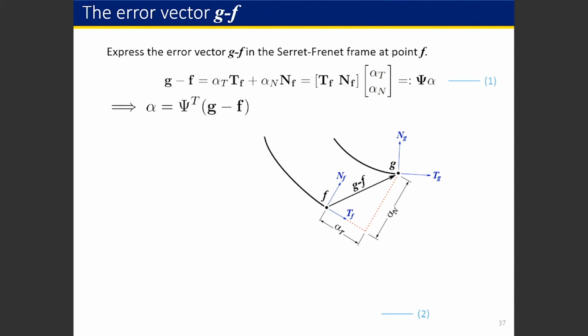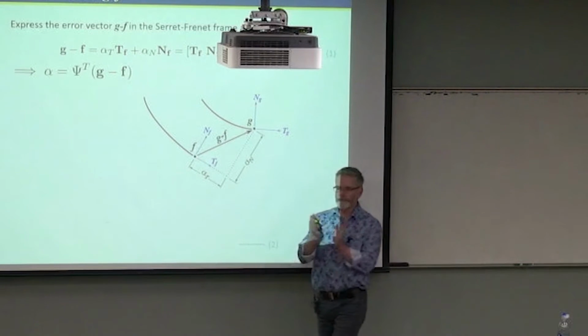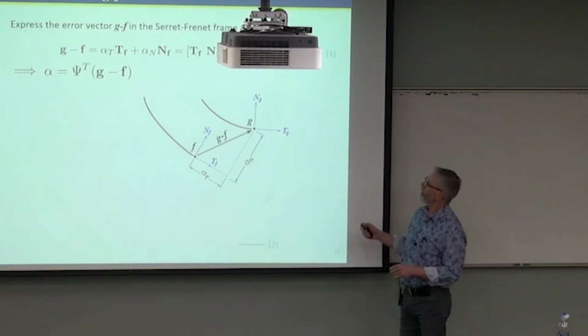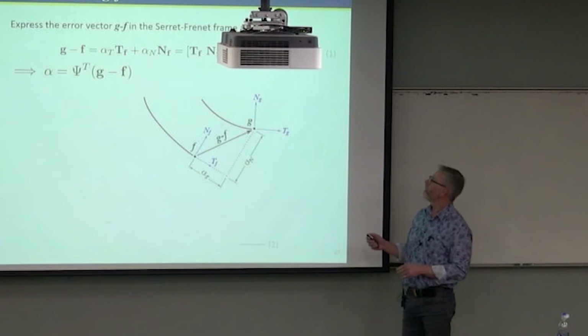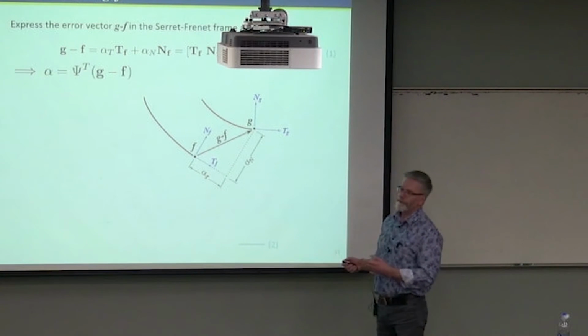The error vector, so that would be my differential kinematics. Sorry, actually, this is not even differential. We haven't differentiated anything yet. This is analogous to my forward kinematics for the robot. I'm just going to take a vector alpha t, alpha n, put it together into a little column vector, take these two headings, TF and NF, the parts of my Serret-Frenet frame, and line them up so I got a nice little matrix expression. Psi alpha expresses the error vector.